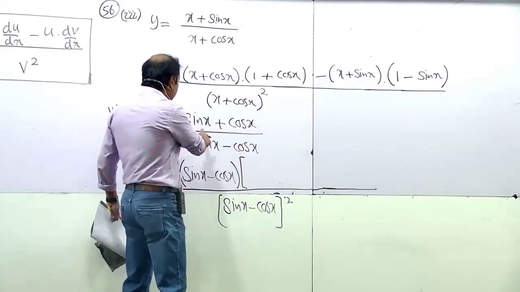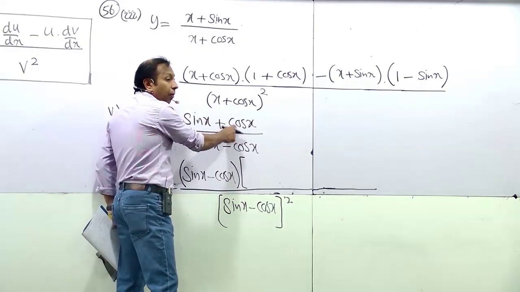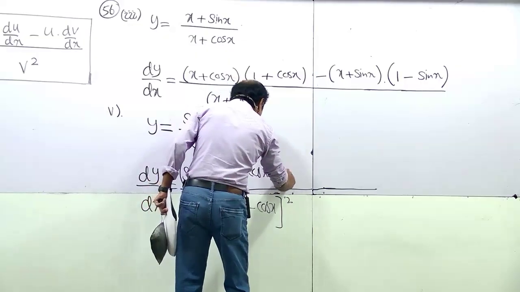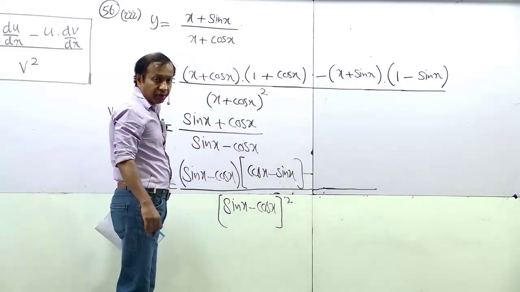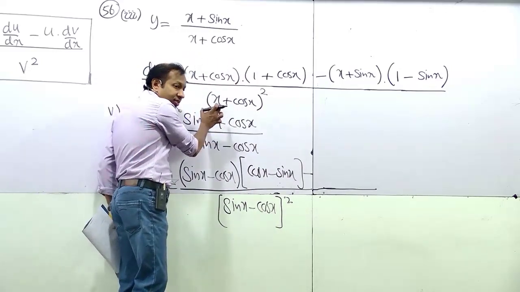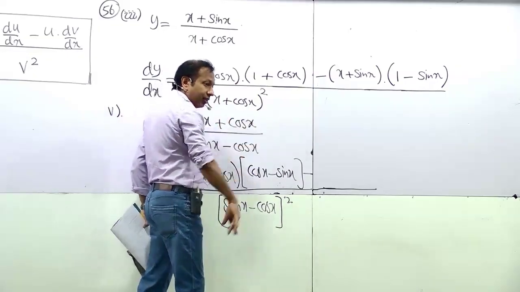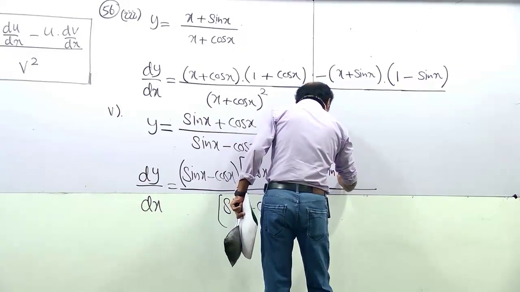What is the derivative of sin x? Cos x. Derivative of cos x? Minus sin x. What sign we have to put? Minus. Then the differentiated function is this, no? That we keep as same and the non-differentiated function we differentiate. Sin x plus cos x.